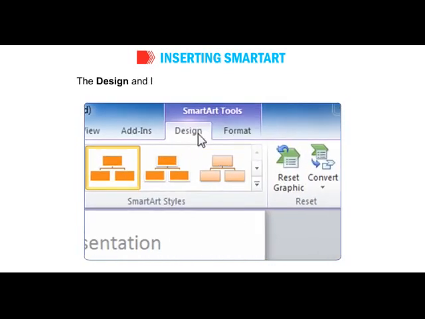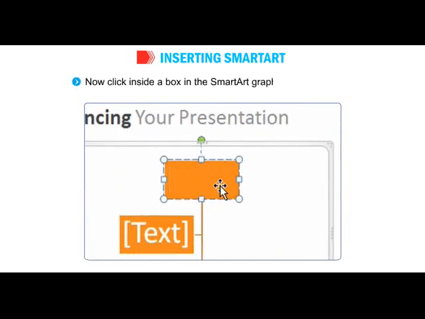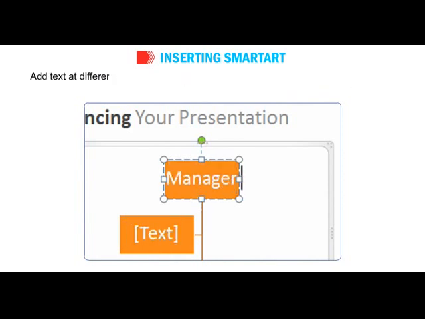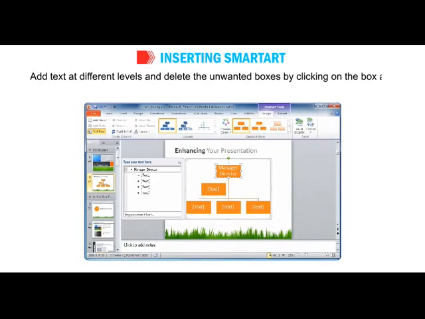The Design and Format tabs appear under the SmartArt Tools. Now click inside a box in the SmartArt graphic to add text to it. Add text at different levels and delete the unwanted boxes by clicking on the box and pressing the Delete key.